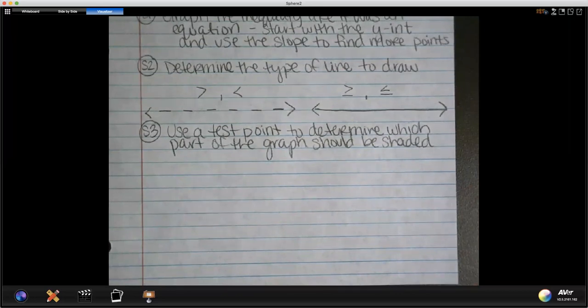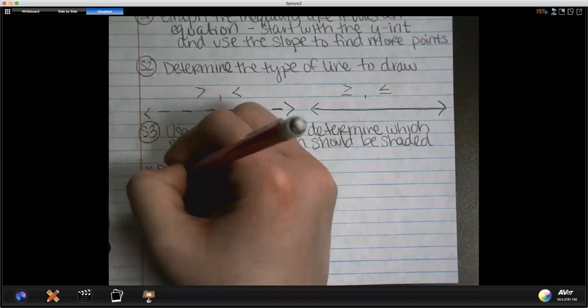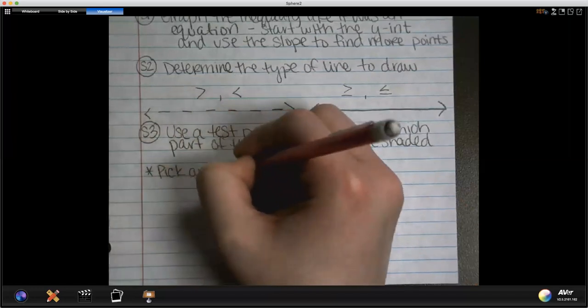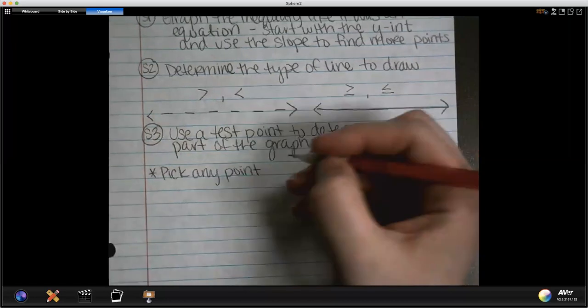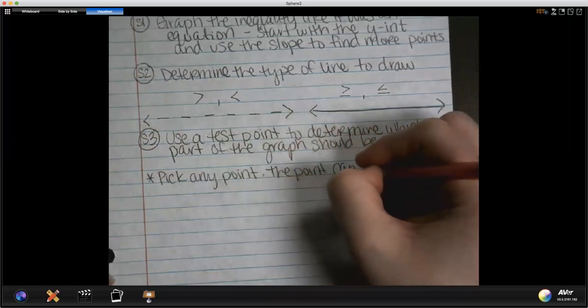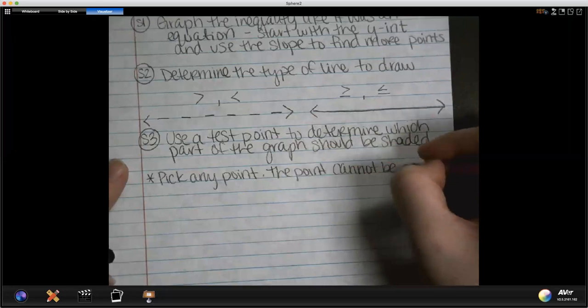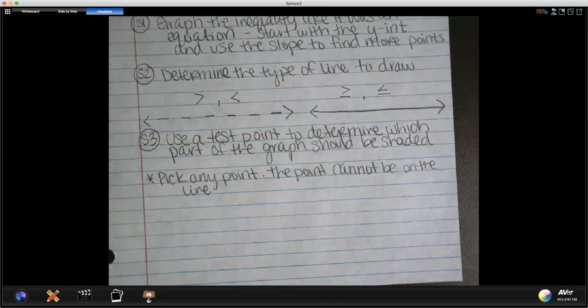Now, when we're picking a test point, I want to pick a point that I'm going to use to substitute in to see if something is true or false. Technically, you could pick any point you wanted. You could pick 100, 100, you could pick negative 10,000, 2 billion. It doesn't matter, but the point cannot be on the line. Meaning I couldn't pick the y-intercept, because that point is on the line.